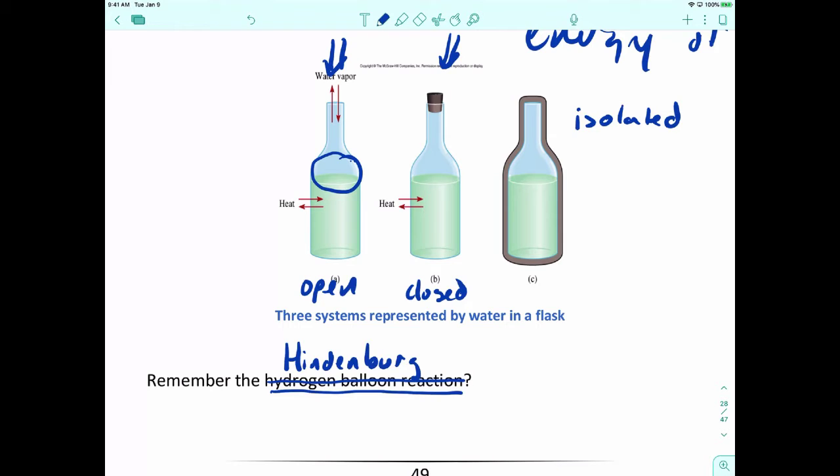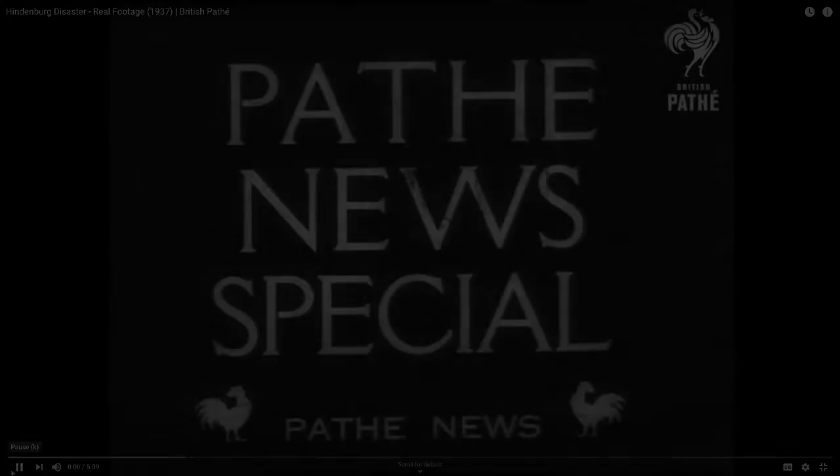And as it sailed on its maiden voyage from Germany to New York in May 1937, the airship encountered an electrical storm over Lakehurst, New Jersey, as it was trying to land. And so here is a clip of the Hindenburg trying to land in 1937.